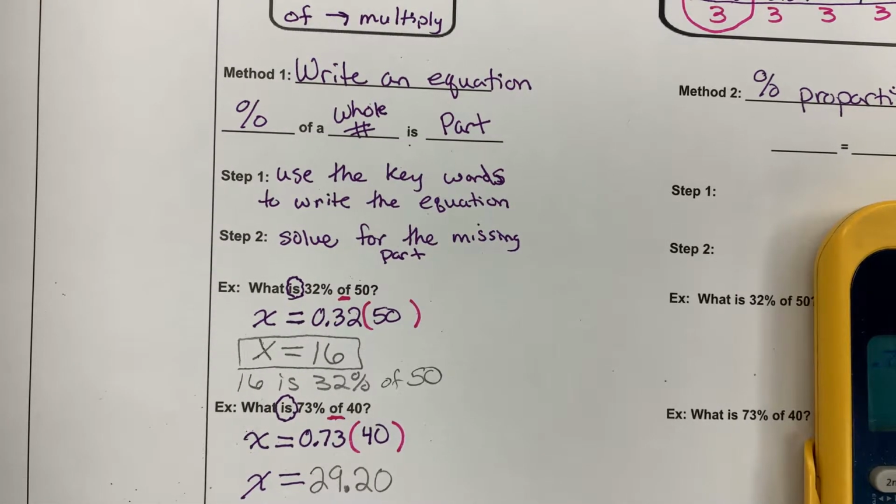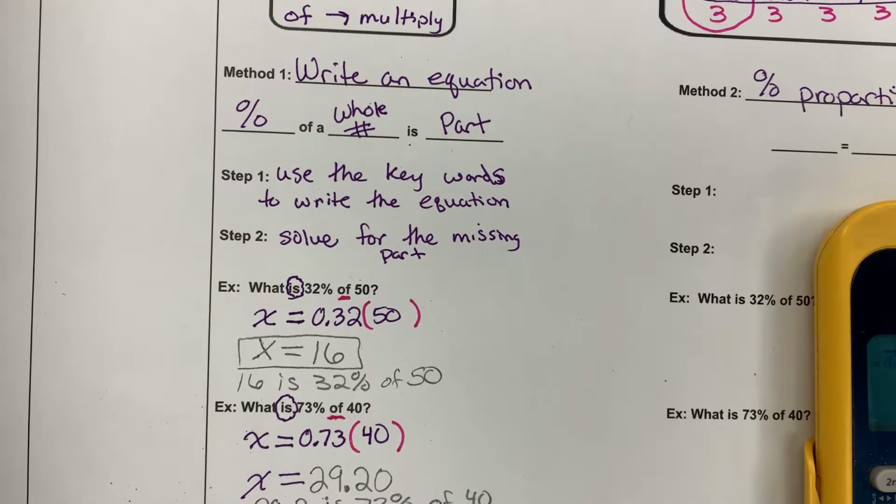All right. And then our final one. Oh, wait, no, we got to finish this one. So that means 29 and 2 tenths is 73% of 40. And as we notice, it is a lot more than our 20. So it's true, it's a lot more than 20, which is great, because it's 73% and 20 was only 50%.